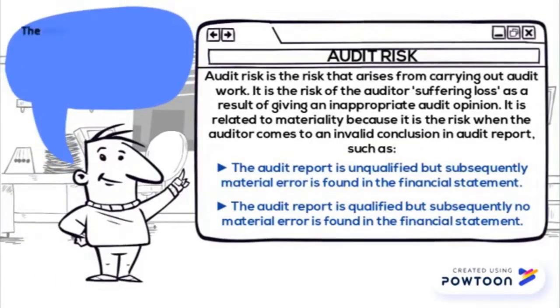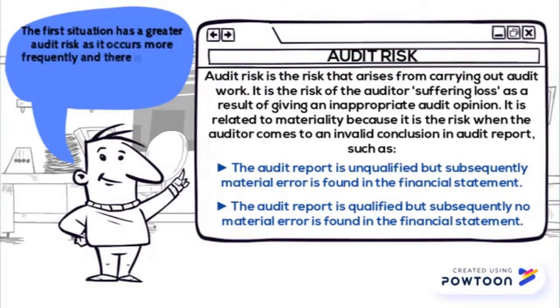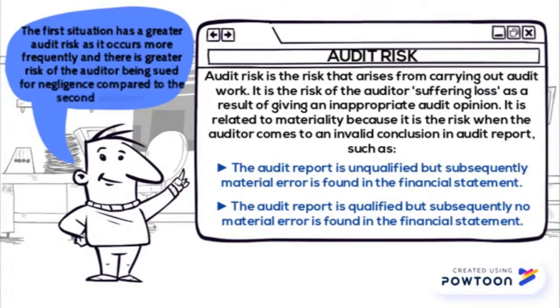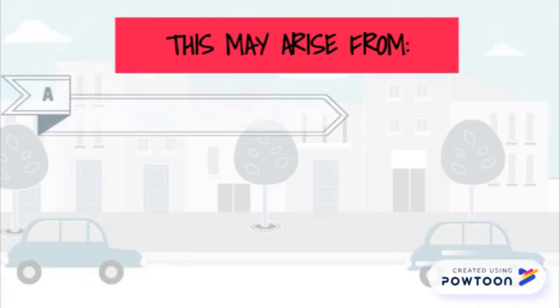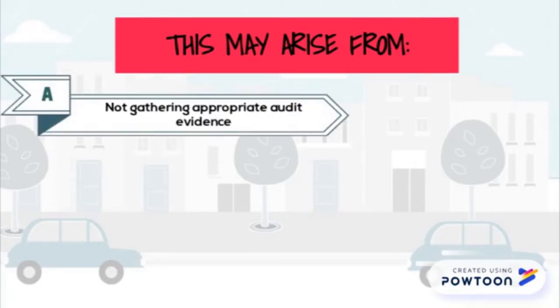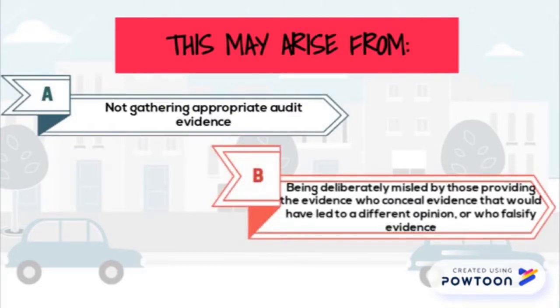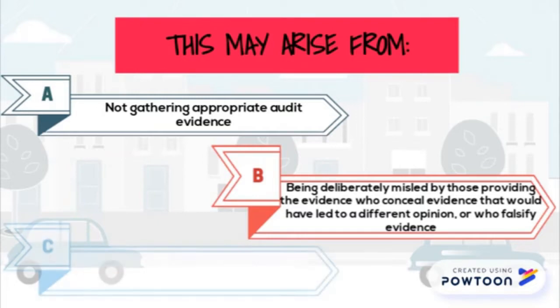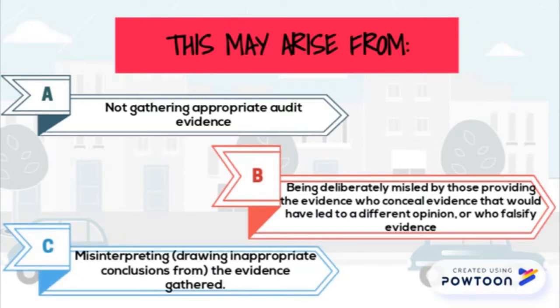The first situation has a greater audit risk as it occurs more frequently and there is greater risk of the auditor being sued for negligence compared to the second situation. Audit risk may arise from not gathering appropriate audit evidence, being deliberately misled by those providing the evidence who conceal evidence that would have led to a different opinion, or who falsify evidence, or from misinterpreting and drawing inappropriate conclusions from the evidence gathered.